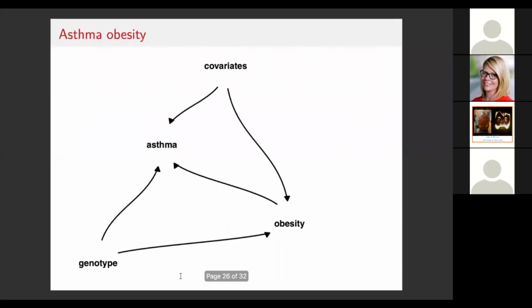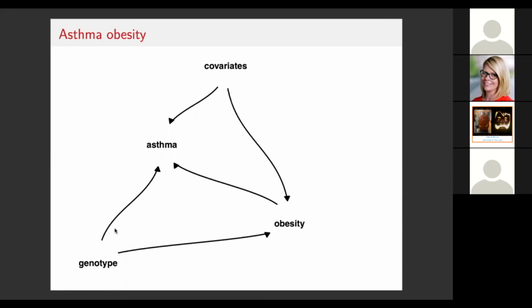So let me show you another example, and this will be easier to see and easier to relate to. This is an example of an asthma case control study, where there is a genotype of interest, and a lot of different information is collected on these individuals, including obesity, and there are other covariates like sex and age, on which asthma depends, and which can affect obesity, which can affect asthma.